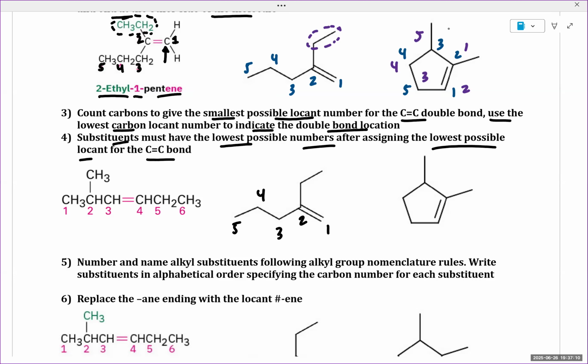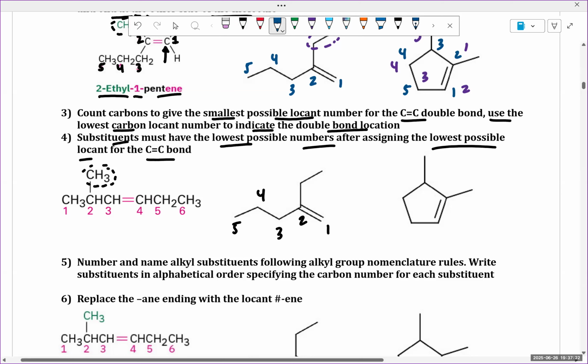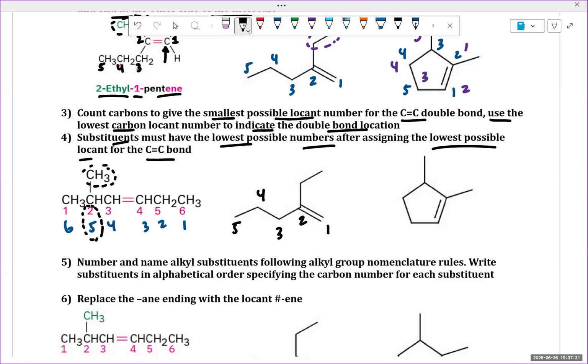As we can see in this initial example, when we numbered through, we numbered such that we gave the lowest locant number to this methyl substituent. This is compared to the alternative numbering method that's shown in blue. As you can see, if we have a choice between giving the substituent a locant number of 2 or 5, given that the double bond has the same locant number in both numbering methods, we're going to prefer the numbering method in red as it places the substituents with the smallest locant numbers overall, and it gives the double bond the smallest locant number.